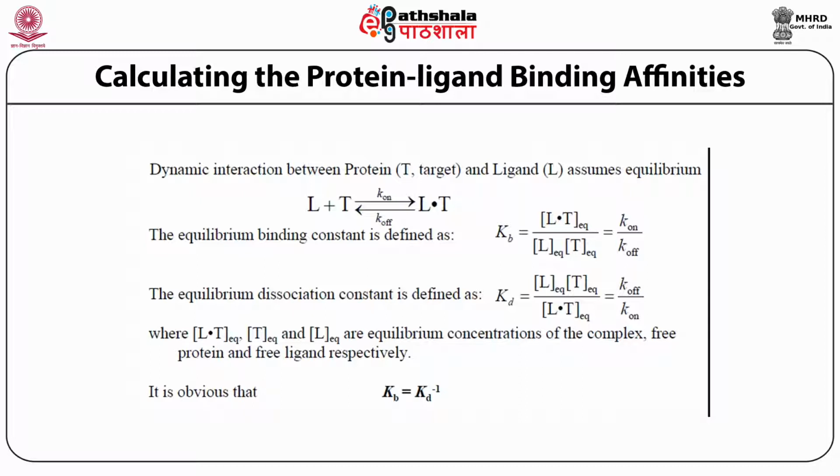So the equilibrium binding constant Kb is simply K on by K off, and the equilibrium terms are given in the numerator and denominator accordingly. Similarly, the dissociation constant is defined as K off by K on, where LT at equilibrium, T at equilibrium, and L at equilibrium are the equilibrium concentrations of the complex, free protein, and free ligand respectively. So it is obvious that Kb is the inverse of Kd.